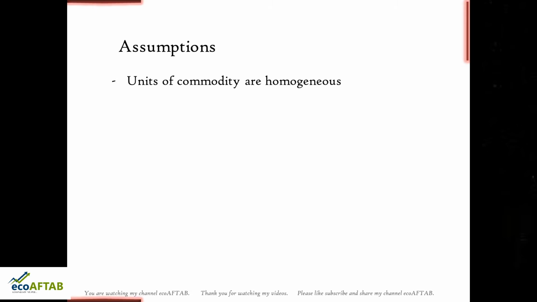It is not that the first unit was very sweet, the second unit had no sugar, the third unit had more sugar. So this variation in the taste was not there. Every unit of that particular commodity was similar in shape, size, taste and everything. So the first assumption of the law of diminishing marginal utility is homogeneity of the goods.